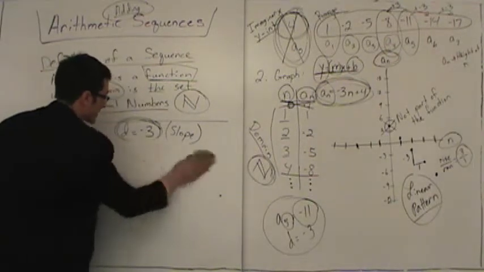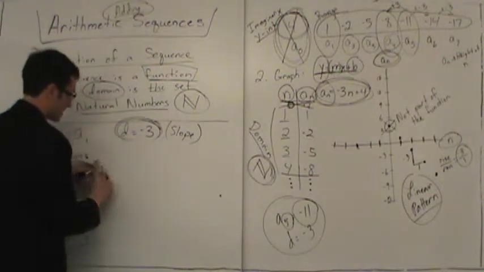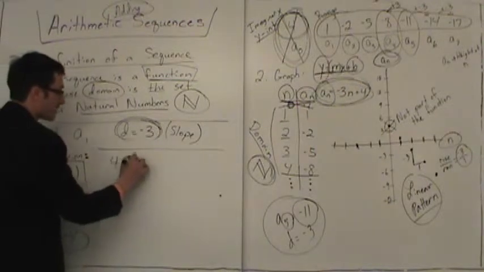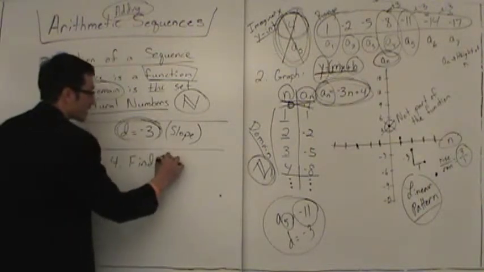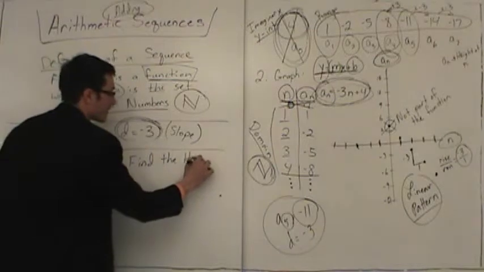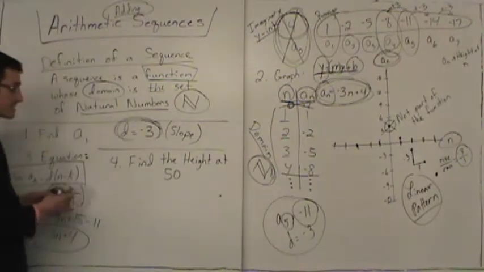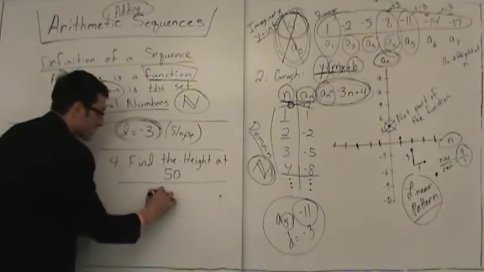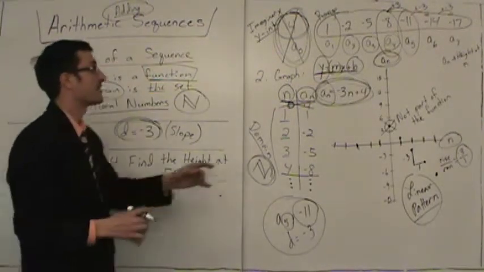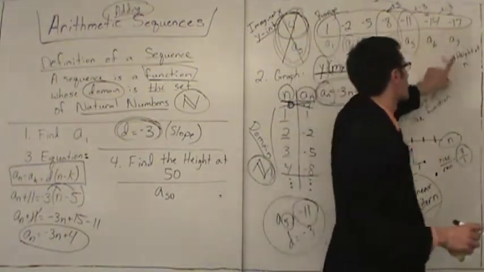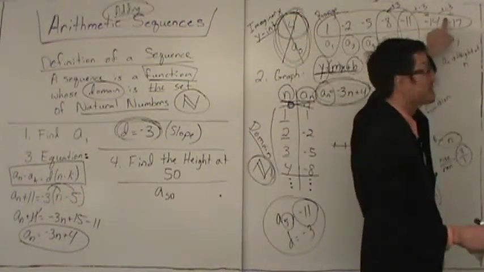step 4, I'm running out of space. Step 4 was to find the height at 50. Okay, now height at 50. Height at 50 is written as what? A sub 50. Remember, height at 4 is negative 8. Height at 5 is negative 11. Height at 6 is negative 14. Height at 7 is negative 17.